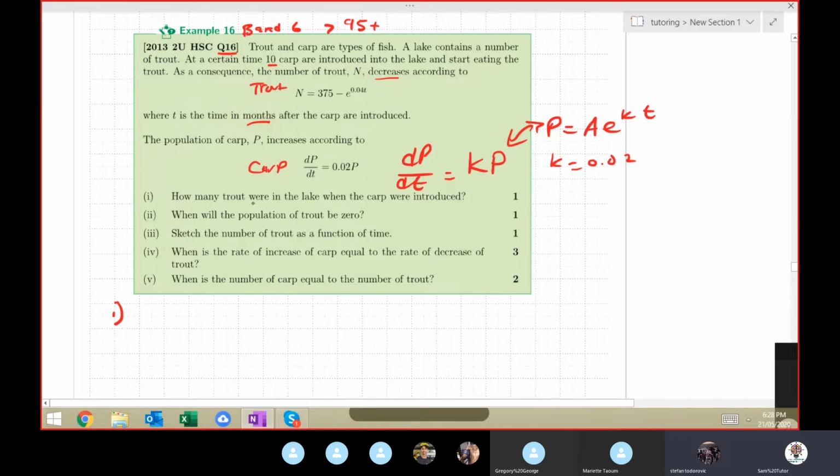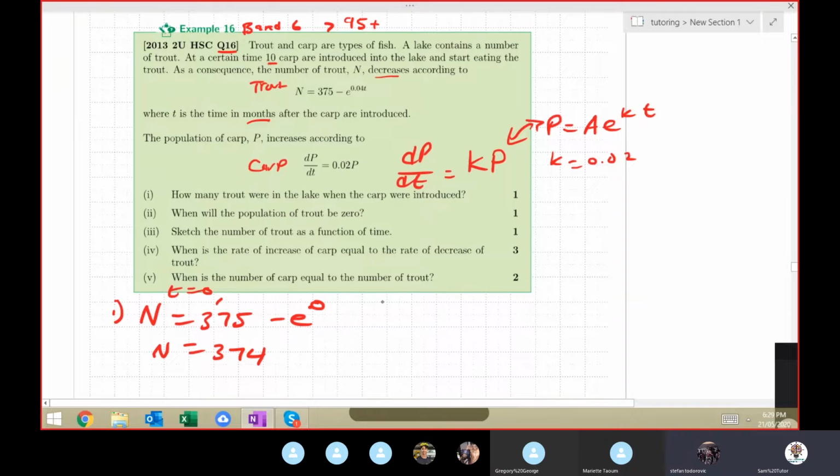T equals what? Time. Yeah, I know that. What number will it equal to when it's introduced? What are you going to assume time is? 0. N equals 375 when it's introduced. Time is 0. So 375 take away 1. There was 374 trouts when time is 0.